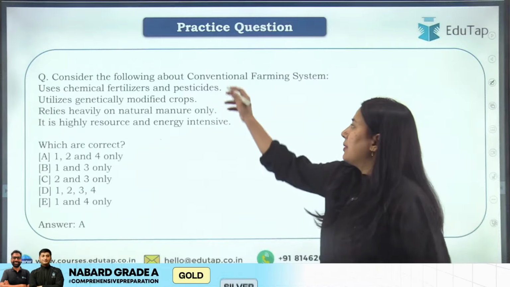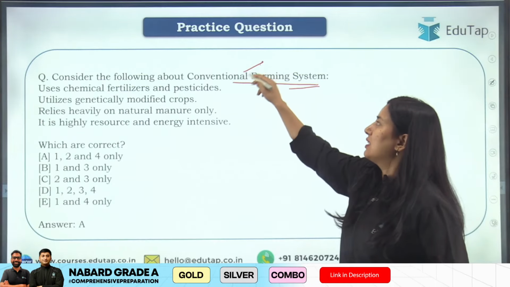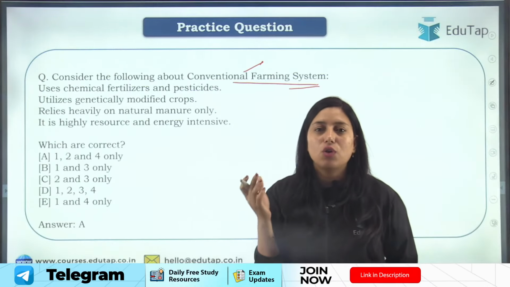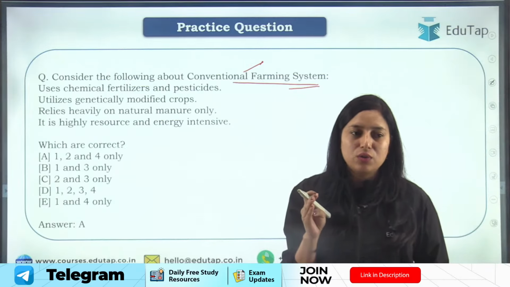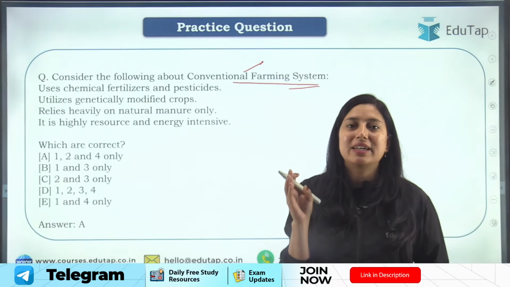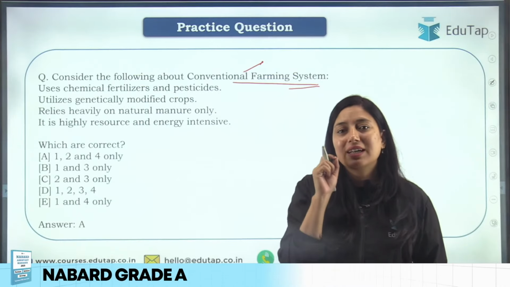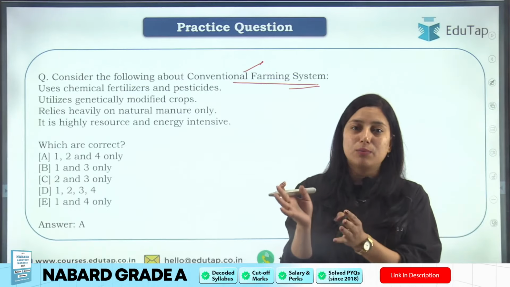You have to tell us about the conventional farming system. What is conventional farming, students? Conventional farming is basically the old method of doing farming, where we are using all kinds of tillage implements, fertilizers, pesticides, and genetically modified crops. Everything is used, because in conventional farming the only aim is to get maximum profit.